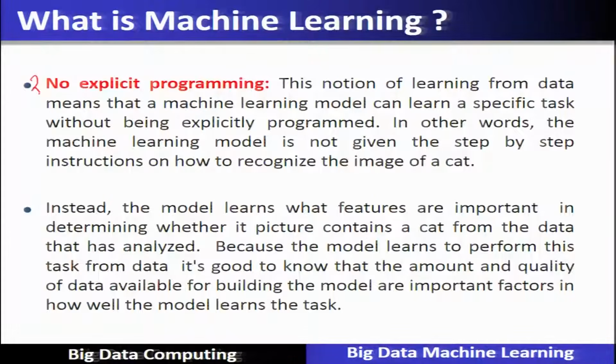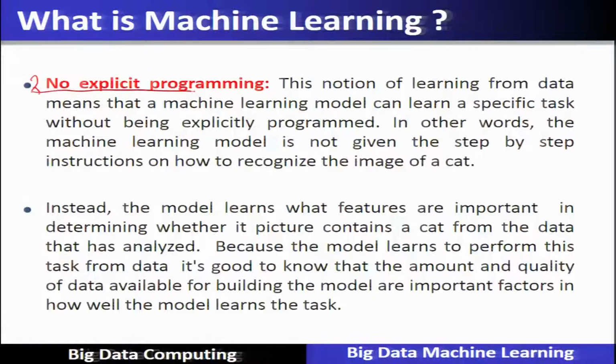This notion of learning from the data means that machine learning models can learn a specific task without being explicitly programmed. In other words, the machine learning model is not given any step-by-step instruction on how to recognize the image of a cat. Instead, the model learns the features that are important in determining whether the picture contains a cat from the data that has been analyzed. Because the model learns to perform this task from the data, it is good to know that the amount and quality of data available for building the model are important factors in how well the model learns the task.